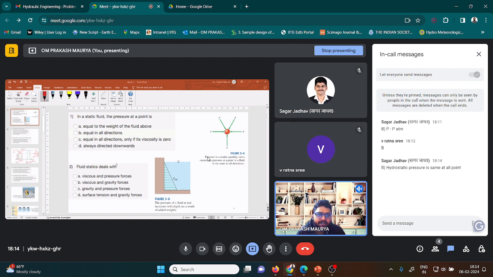Okay, hydrostatic pressure is the same at all points. In the static fluid, basically, your velocity is zero. In case of a static fluid, the pressure at a point is equal to the weight of the fluid above; equal in all directions only if its viscosity is zero. Not velocity as I read previously, it is the viscosity is zero. And option D, always directed downwards.